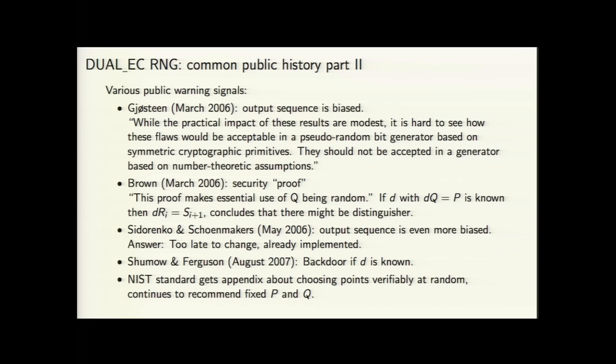But the point is, if you take all this pain and suffering of taking such a slow random number generator, because you want something provably secure, then you shouldn't have anything as an outcome that's biased. They should not be accepted in a generator based on number theoretic assumptions. About the same time, Dan Brown with Certicom was publishing something which looks like a security proof. He was showing that if you assume that P and Q are random, then this thing is secure.